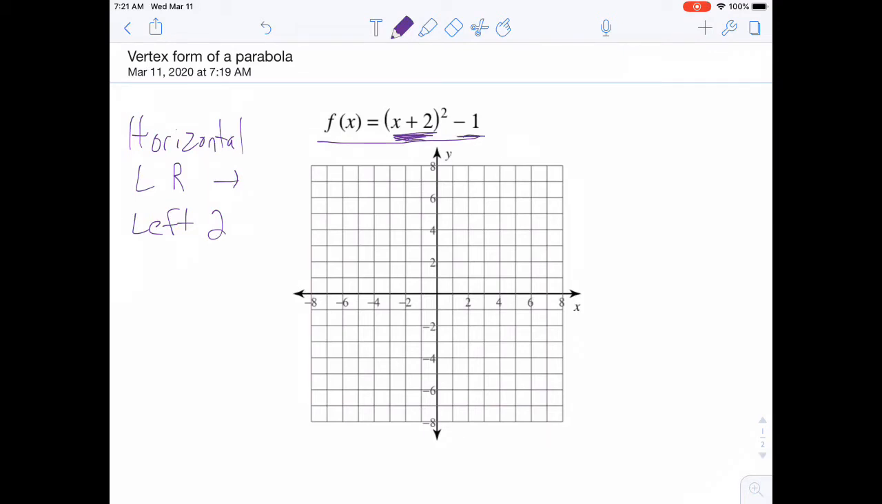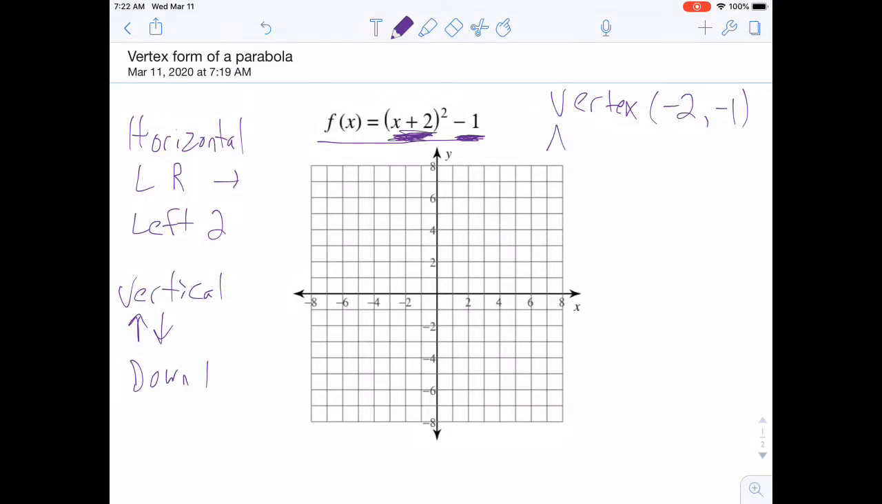And what's outside the parentheses is our vertical shift, which is up or down. And that's whatever that value is. So in this case, -1 means I go down 1. If I'm talking specifically about the vertex, we still take the opposite of this value. So my vertex here is the opposite of +2, which is -2. And we take whatever the value is outside the parentheses, so -1. So my vertex is (-2, -1).